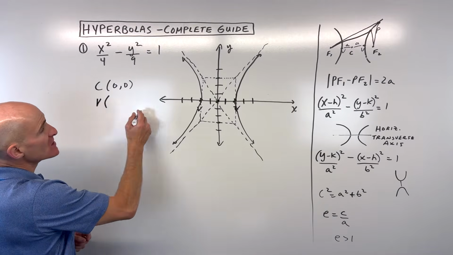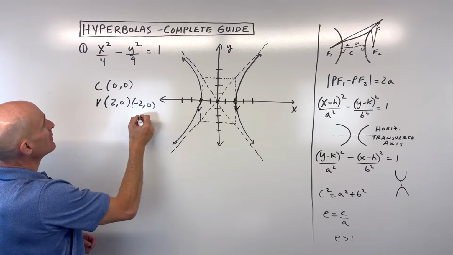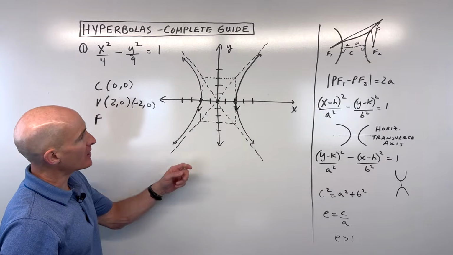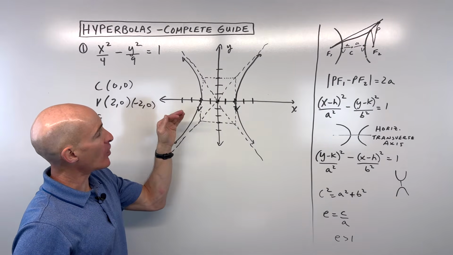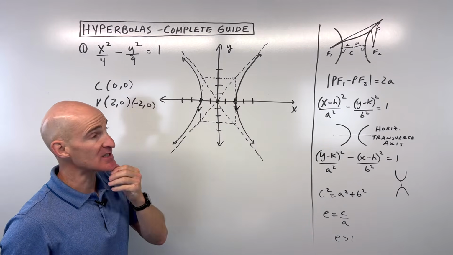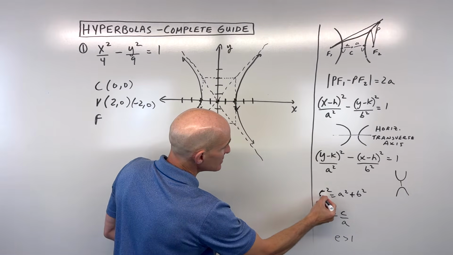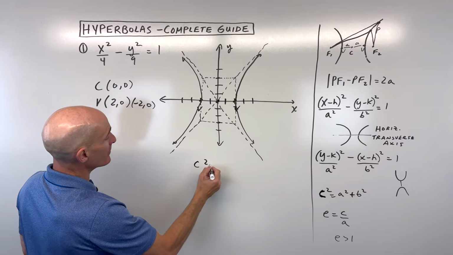We have the vertices, which are at (2, 0) and (-2, 0). We want to find our foci. So where are our foci? They're along the same axis, I should say, as the vertices. That's our transverse axis. And we use this formula, c squared is equal to a squared plus b squared, just like the Pythagorean theorem.